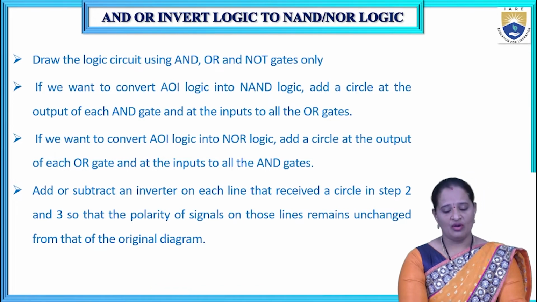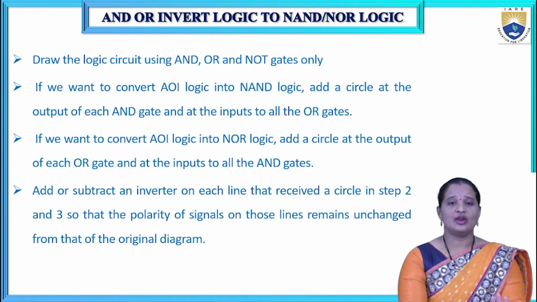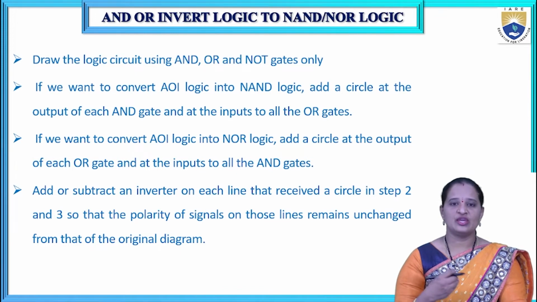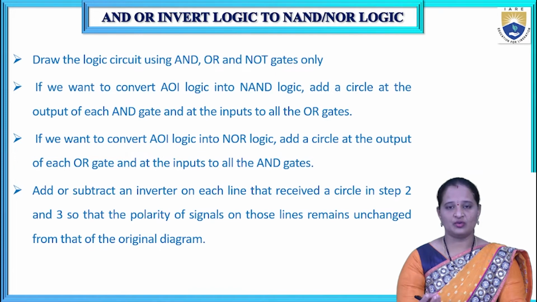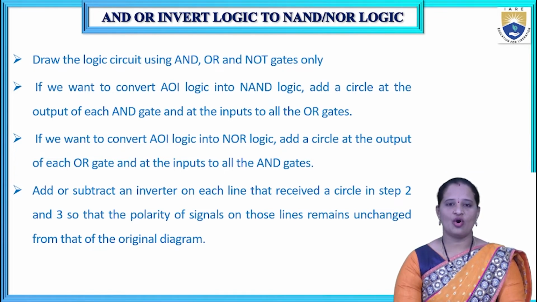What is the first step? Draw the logic circuit for any given Boolean expression. I want to realize that Boolean function using either NAND gates or NOR gates. For that, the first step is to draw the logic circuit using AND, OR, or NOT gates only. For the given Boolean expression, first draw the logic circuit using AND, OR, or invert gates.